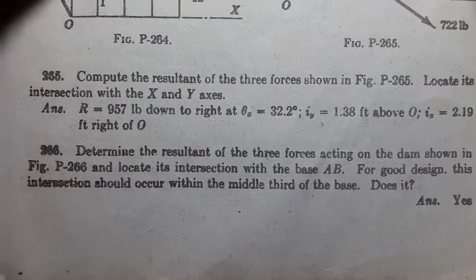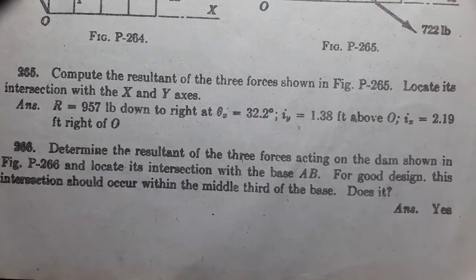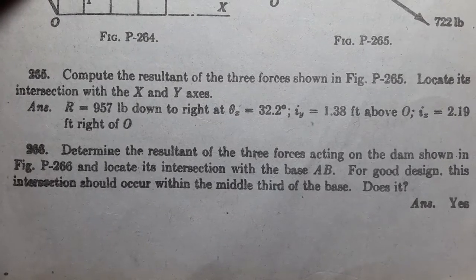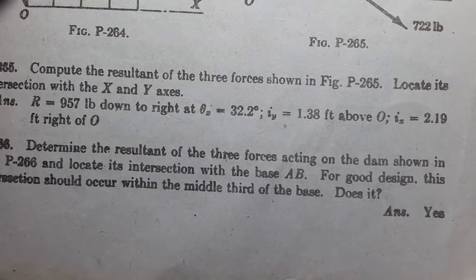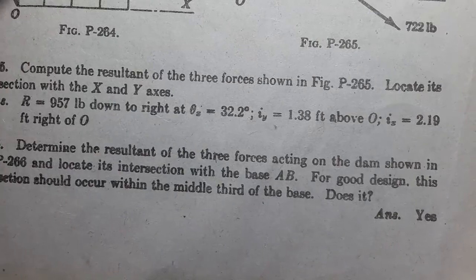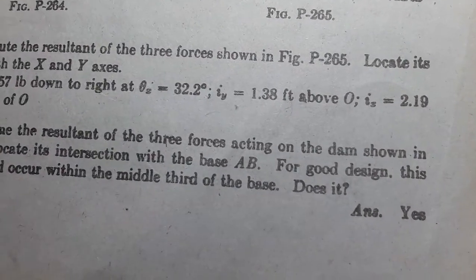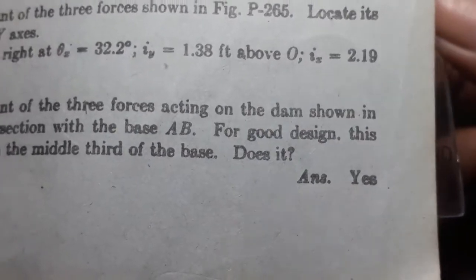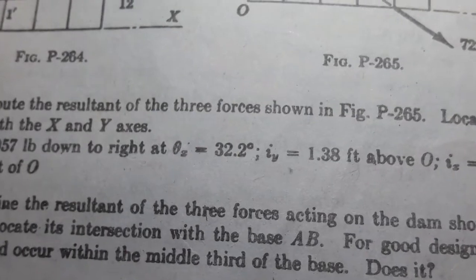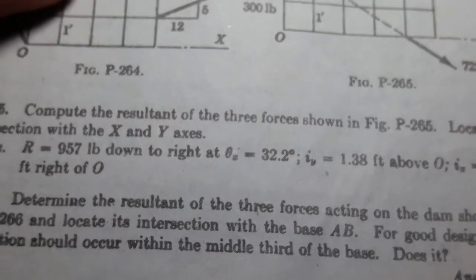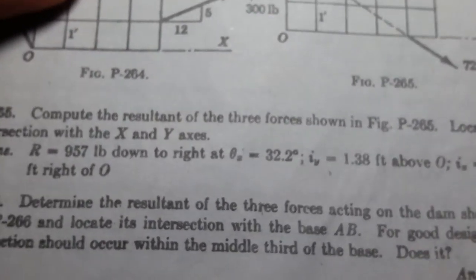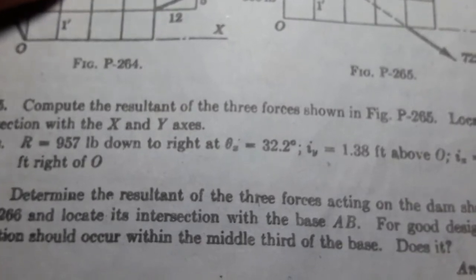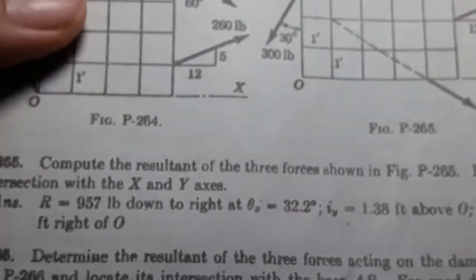For good design, these intersections should occur within the middle third of the base. The book gives an answer of yes, meaning the resultant will occur within the middle third of the base AB.